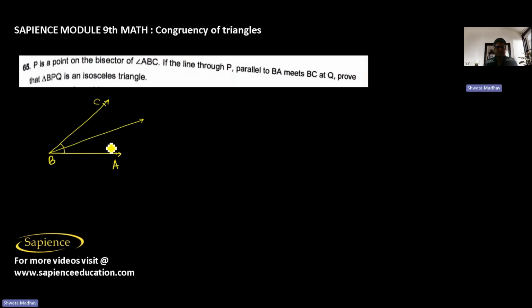So here it is told, let this be angle ABC and P is a point on the bisector. The line through P parallel to BA, so if you draw a line parallel to BA, it meets BC at Q. To prove that triangle BPQ is an isosceles triangle. Now it is given that P is a point on the bisector of angle ABC.